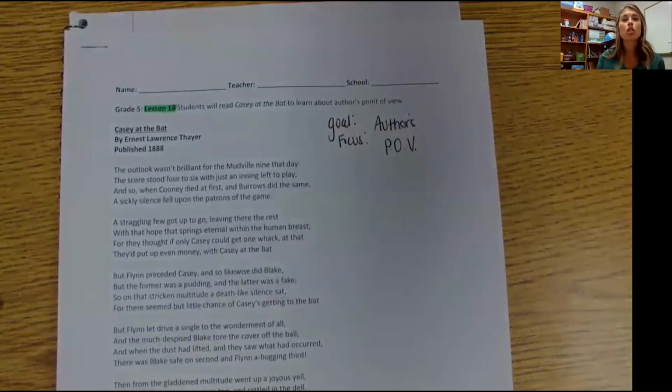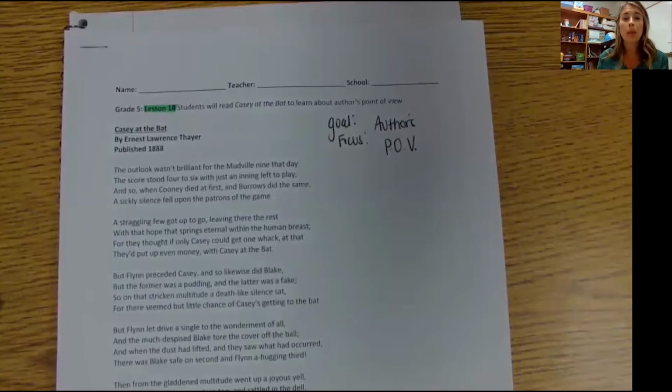Point of view is the perspective or attitude the author has towards a topic. I bet you already know a lot about point of view and perspective. You've probably learned it this year in your classroom. In the last lesson, you were tasked with the retelling of the events of the poem from the perspective of Casey, who is a baseball player, or from the perspective of a fan who's watching the game. Do you think that Casey's point of view might be different from a fan's point of view? Yes, I think they're very, very different. Let's think about it a bit deeper, though.